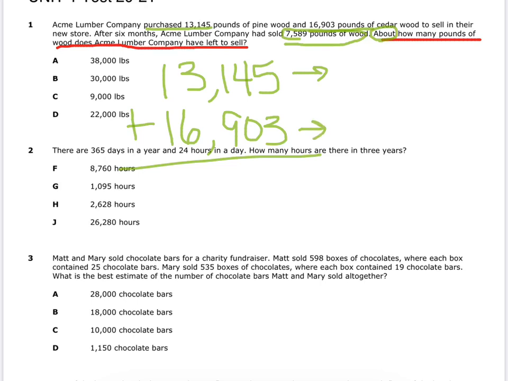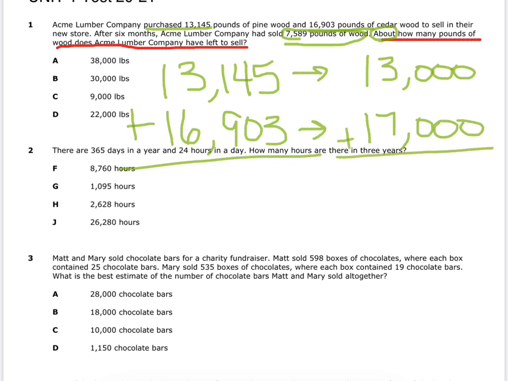I would estimate the first one, 13,145 pounds, to be 13,000. Okay, I would estimate 16,903 to be 17,000. And then we add them together, which makes the addition a little bit easier. 7 plus 3 is 10, and that's 30,000 pounds of lumber. But then it says that they sold 7,589 pounds.